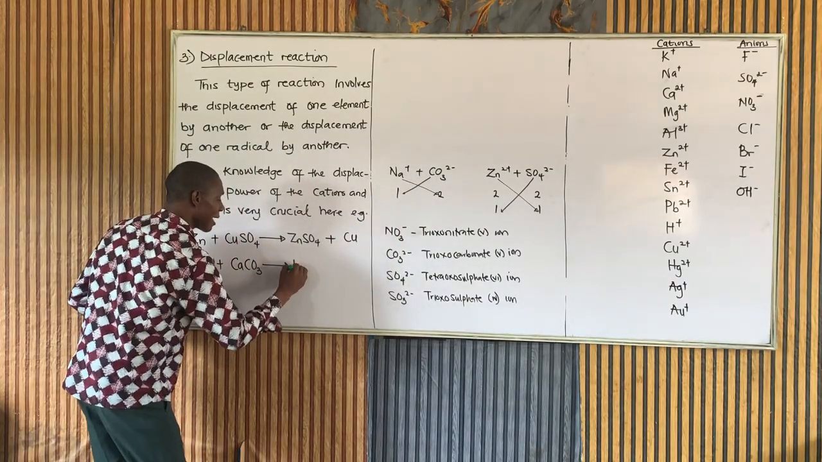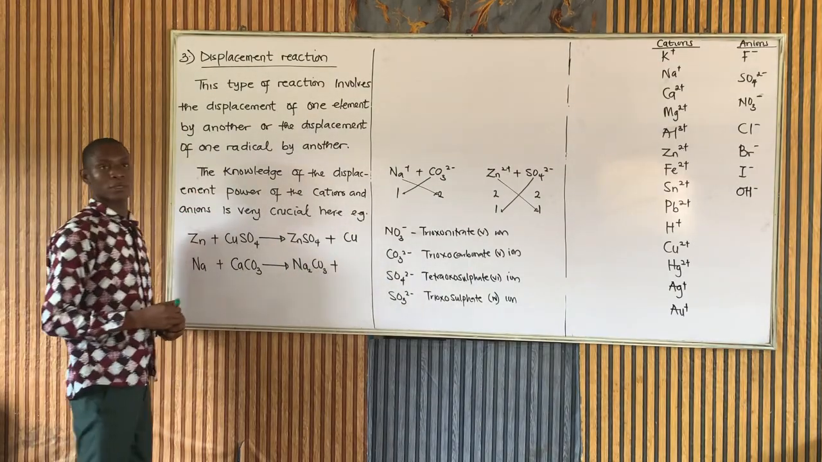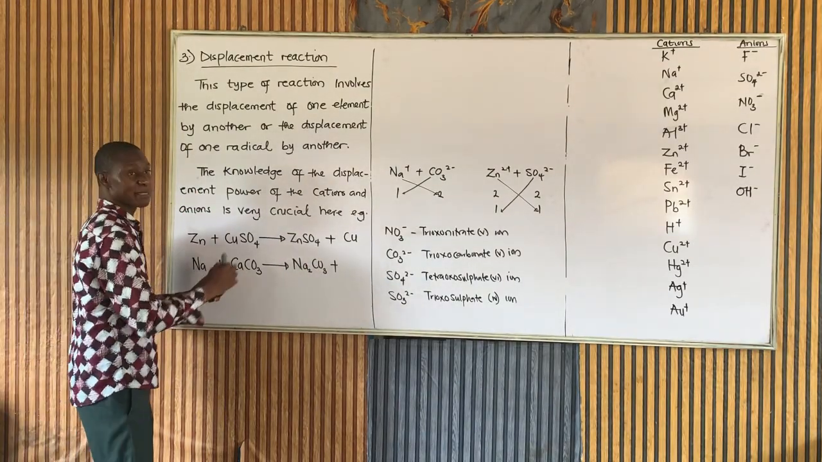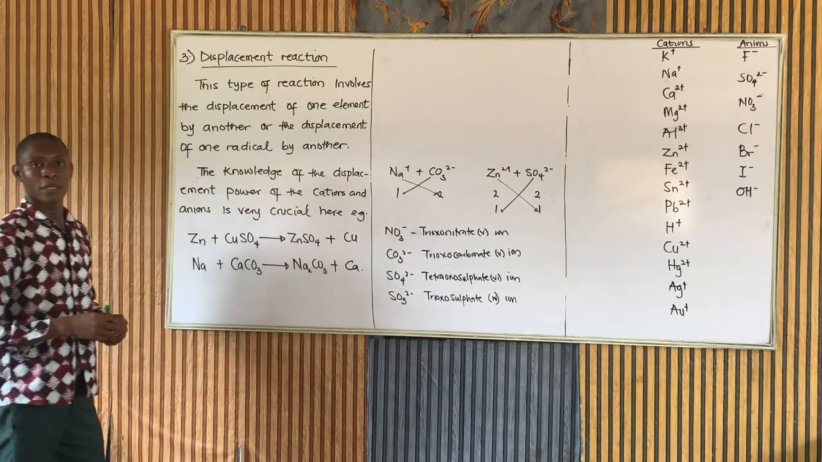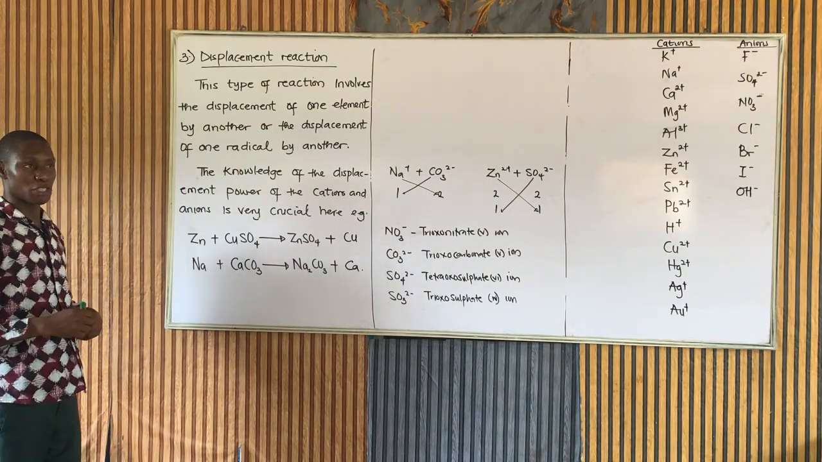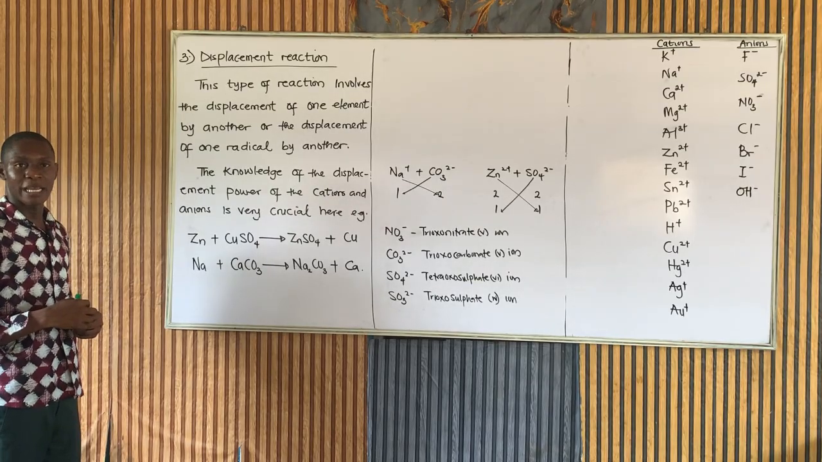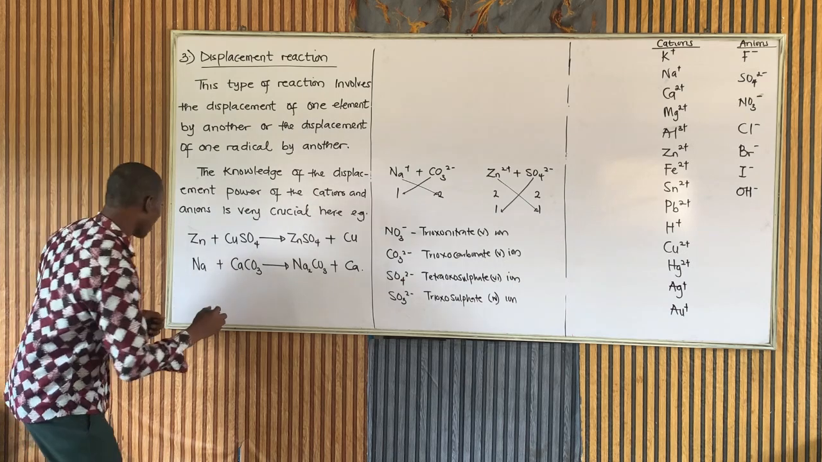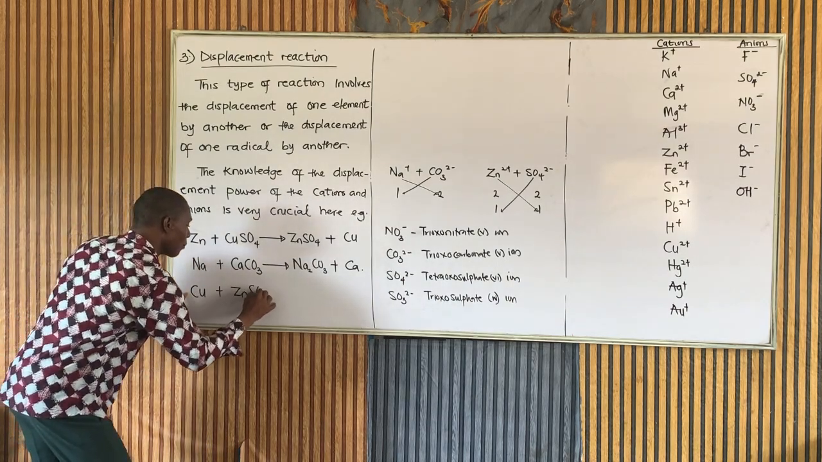You write like this: Na2CO3, then plus. Now, calcium is being displaced. How will you write it? Ca. That's the answer. And so let's take another illustration, for instance. I remember I made this question in one of the JAMB past questions, and it says that Cu plus ZnSO4.